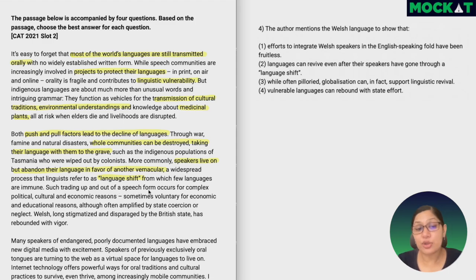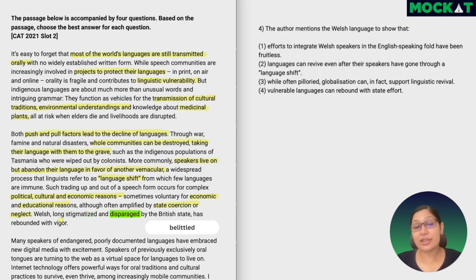Such trading up and out of a speech form occurs for complex political, cultural, and economic reasons, sometimes voluntary for economic and educational reasons, though often amplified by state coercion and neglect. Welsh, long stigmatized and disparaged by the British state, has rebounded with vigor.